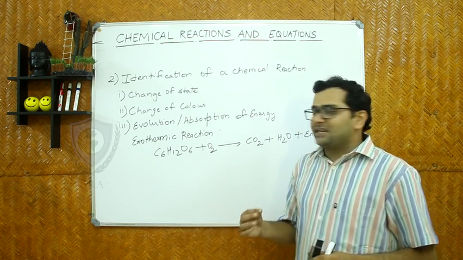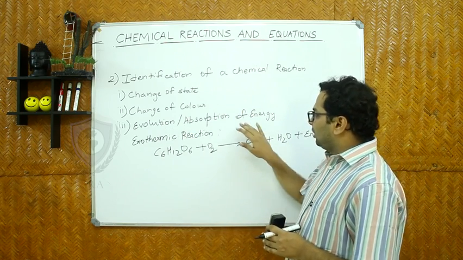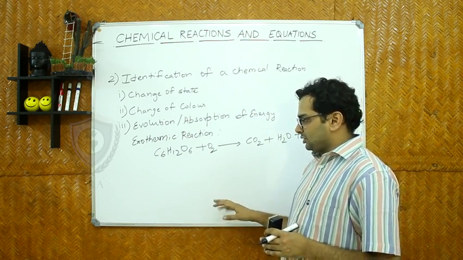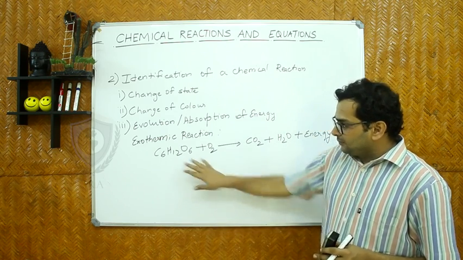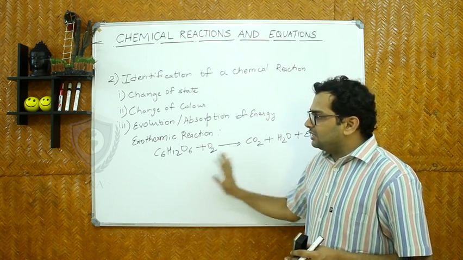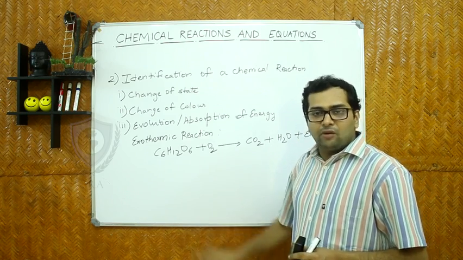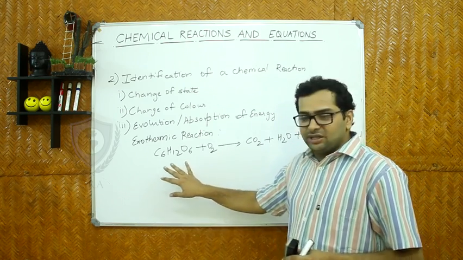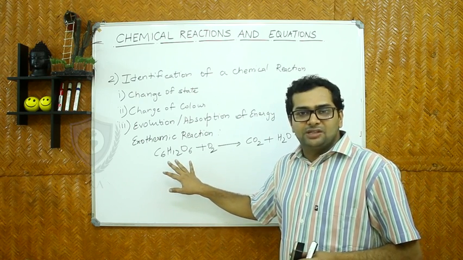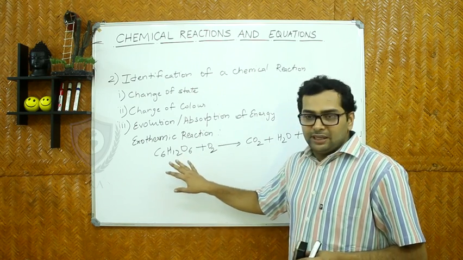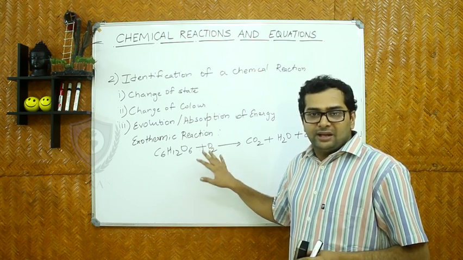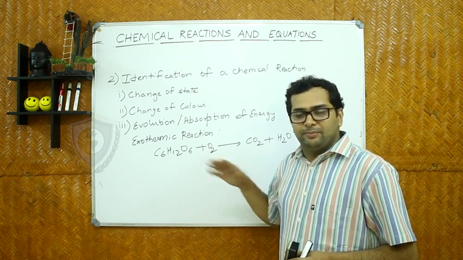So I hope you have understood the evolution or absorption of energy in a chemical reaction. So we have seen this equation in the reverse form where energy was used to create glucose in photosynthesis, and now we are seeing the opposite reaction in respiration where energy is being given out by using glucose in addition to oxygen which we breathe in.